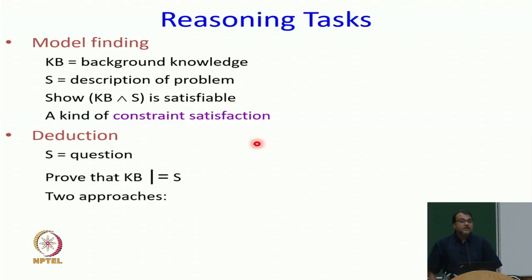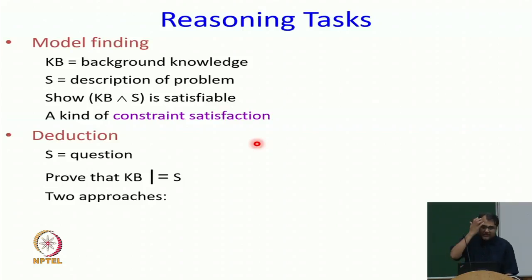So now I think we are getting closer to the interesting algorithms and the reasoning tasks that we have to solve with this. So there are two tasks that we will study. One is called model finding and one is called deduction. Model finding says, I give you a knowledge base, I give you a new problem S, tell me if there is a model for KB and S, which basically means S is consistent with the original knowledge base. This is sort of like constraint satisfaction, and we'll show you examples.